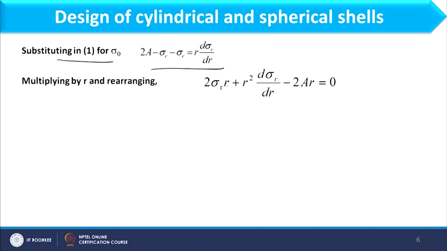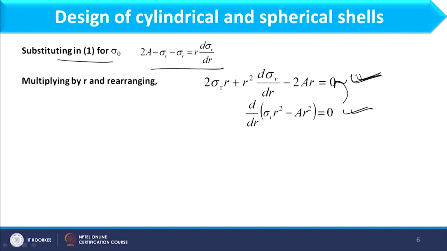So 2 sigma r plus r squared d sigma r by dr minus 2 a r equal to 0. Now what does this equation show? Further, if I consider this equation in this form where d by dr of (sigma r squared minus a r squared) should be equal to 0. If I consider this particular equation and if I derive this, I will get this equation.